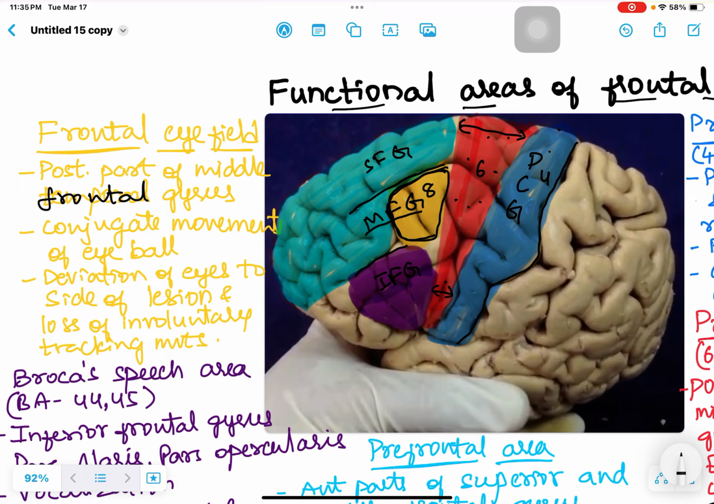When it is damaged, it leads to deviation of both eyes to the side of the lesion. So because of this, involuntary tracking movements is lost.